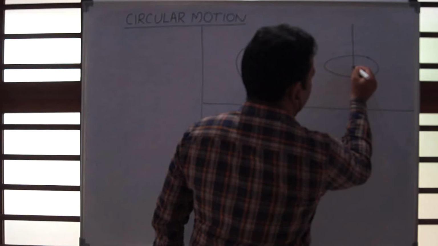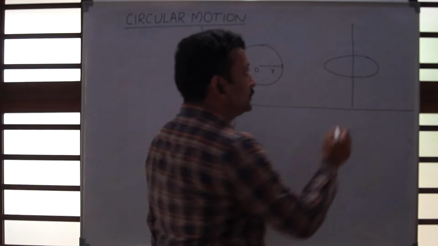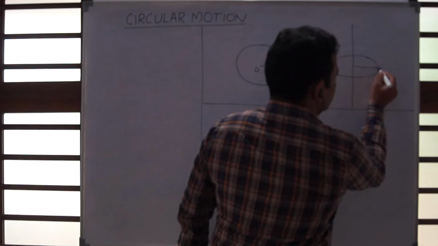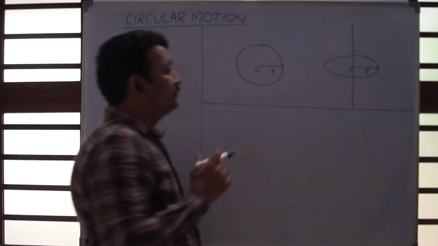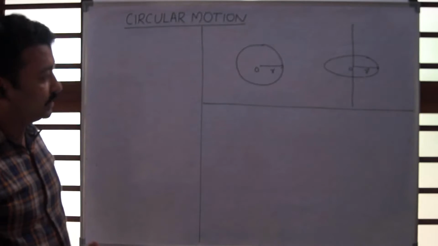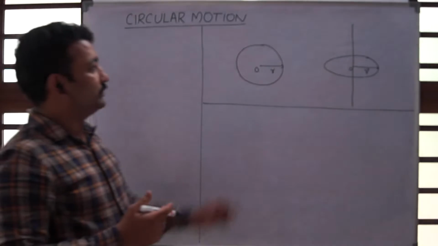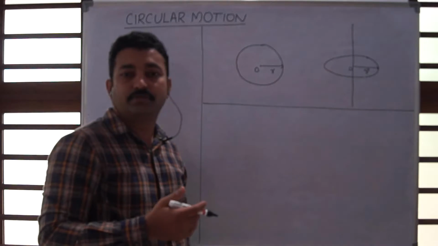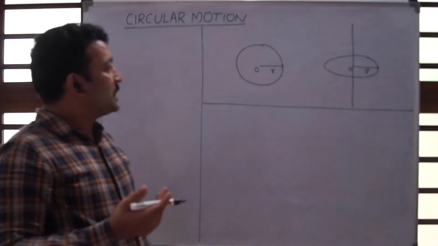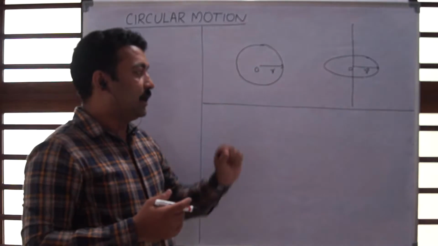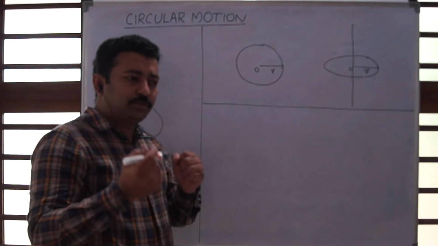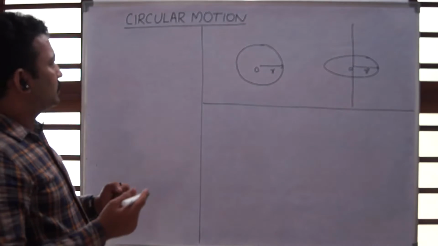Or this we can call the axis of the circle, because in many textbooks the way of the diagram will be different. So all the students who have seen this diagram as well as this diagram can follow this class in an easy manner. So we have a circle centered at O with a radius r, and I am going to give you the basic ideas of circular motion.